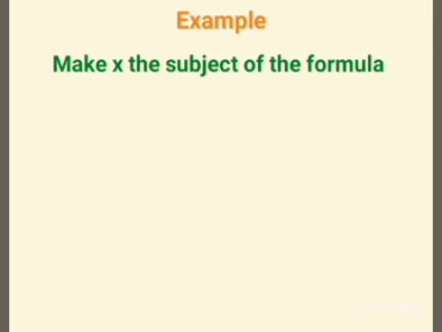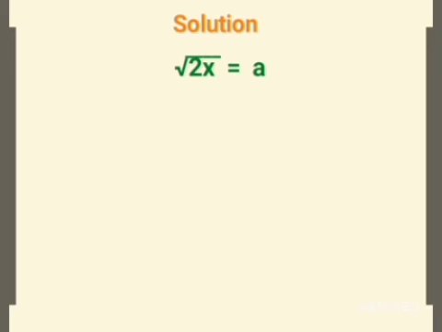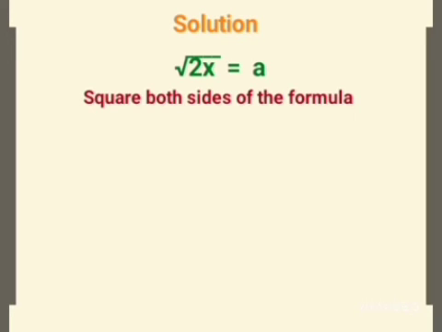Welcome back. Make x the subject of the formula root 2x equals a. Step 1. To remove square root, square both sides of the formula. The square root of 2x squared is 2x. Our new equation becomes 2x equals a squared.